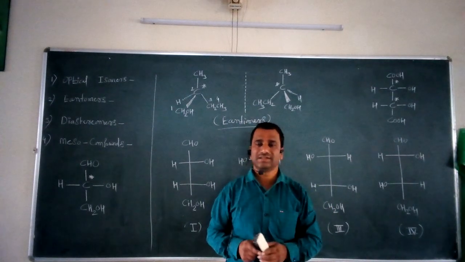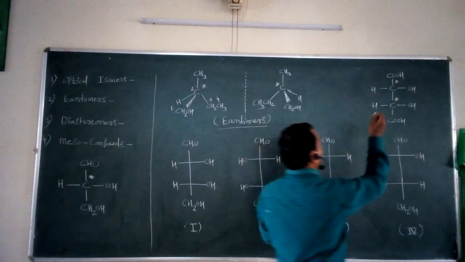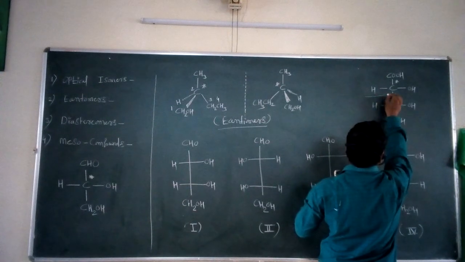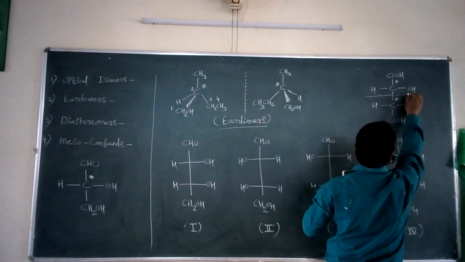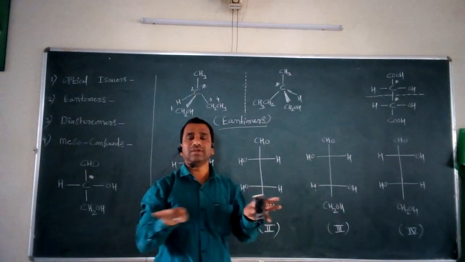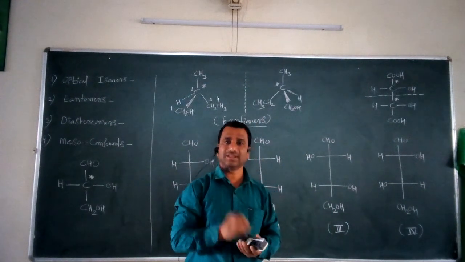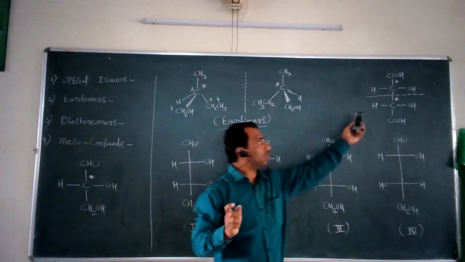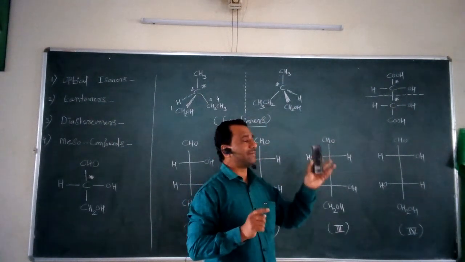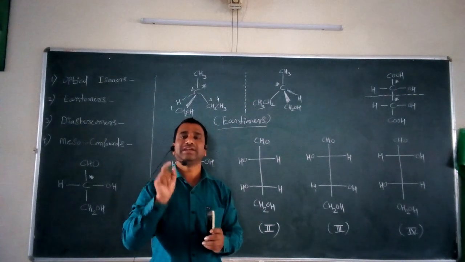This compound has a plane of symmetry. If we pass a horizontal plane through this tartaric acid compound, what happens? It has two equal halves that are superimposable on each other. That's why, due to the presence of the plane of symmetry, it has two equal halves, and even though it has two chiral centers, it is an optically inactive compound.